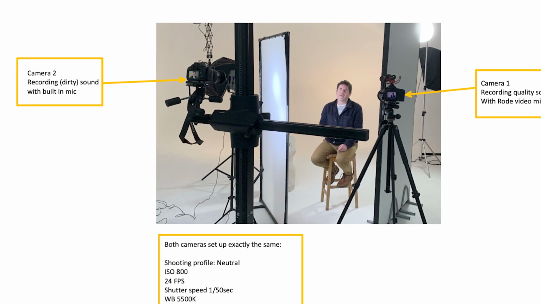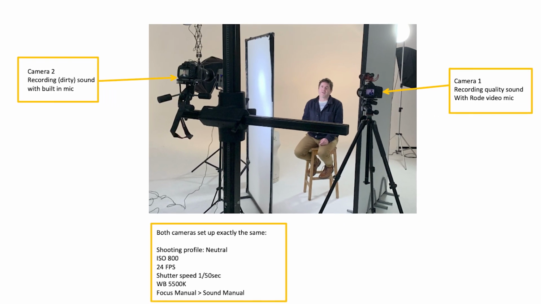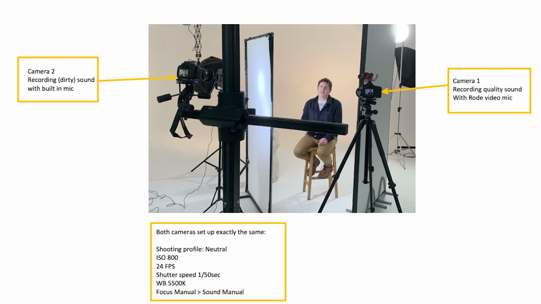I'm using the built-in microphone in the camera, or as I call it, the dirty sound. Both cameras are set up exactly the same, so the shooting profile in this instance is neutral, ISO set the same, frame rate set the same, shutter speed set the same, the white balance set the same, and in this instance I focused manually and I did my sound recording levels in manual. I've seen people do this with a camera and an iPhone or any other phone, other phones are available.